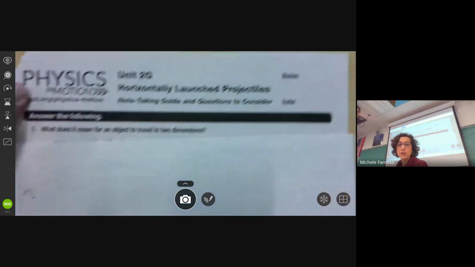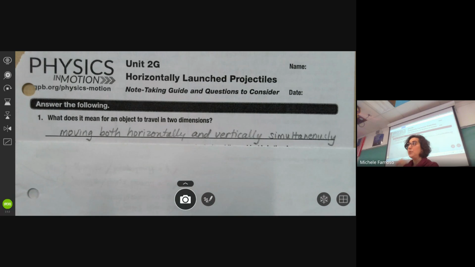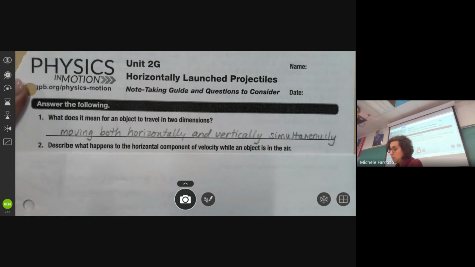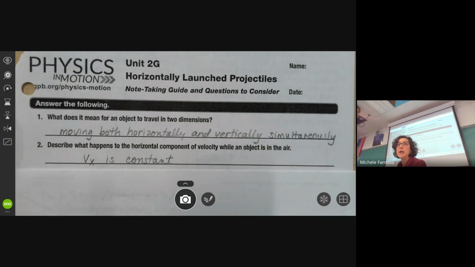Question 1. What does it mean for an object to be traveling in 2 dimensions? It means that it's moving both horizontally and vertically simultaneously. Number 2, describe what happens to the horizontal component of velocity when the object's in the air. It's going to move at a constant speed.